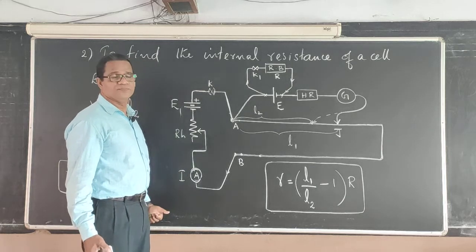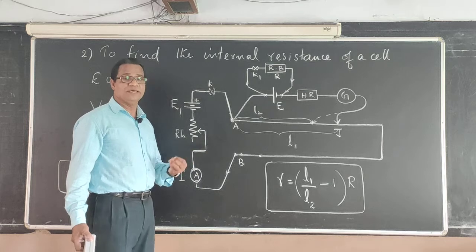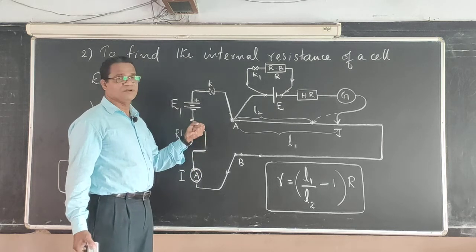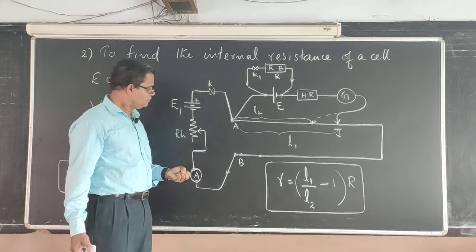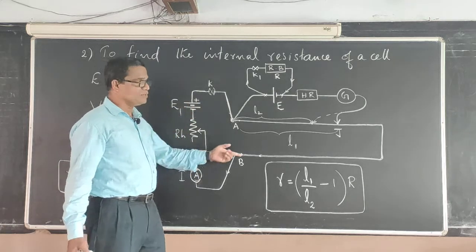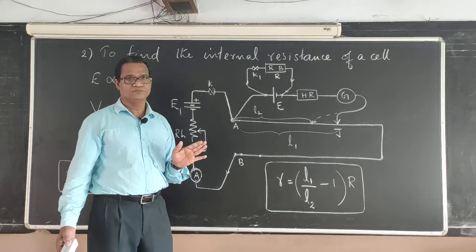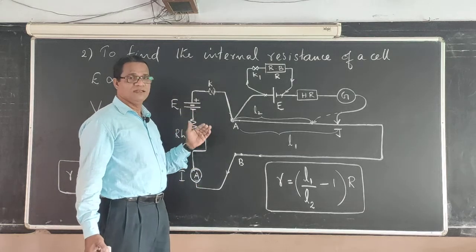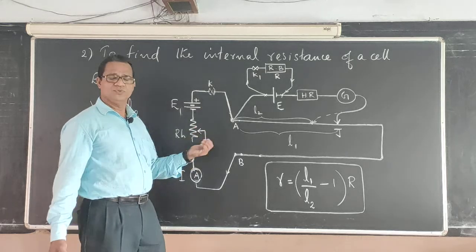Now, another thing, how to repeat the experiment. Here we can repeat the experiment in two different ways. One, changing the current through the potentiometer wire. And in each case you find E and V balancing at lengths L1 and L2, and you can repeat it.